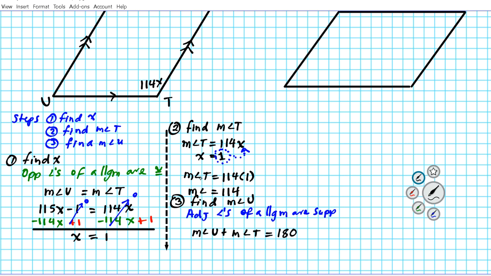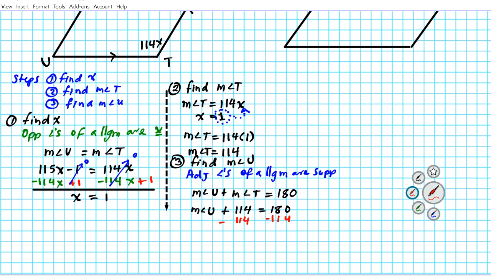From step 2, we know the measure of angle T. I didn't put it in, sorry. The measure of angle T is 114, so we're going to sub that in here. So we have the measure of angle U plus 114 equals 180. To get the measure of angle U isolated, we're going to subtract 114 from both sides of the equation. All right, and that will wrap things up for us. So you subtract that, and then you get the measure of angle U.